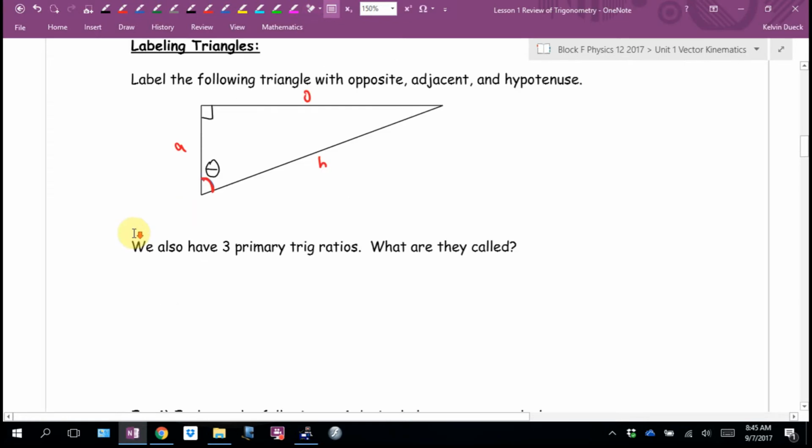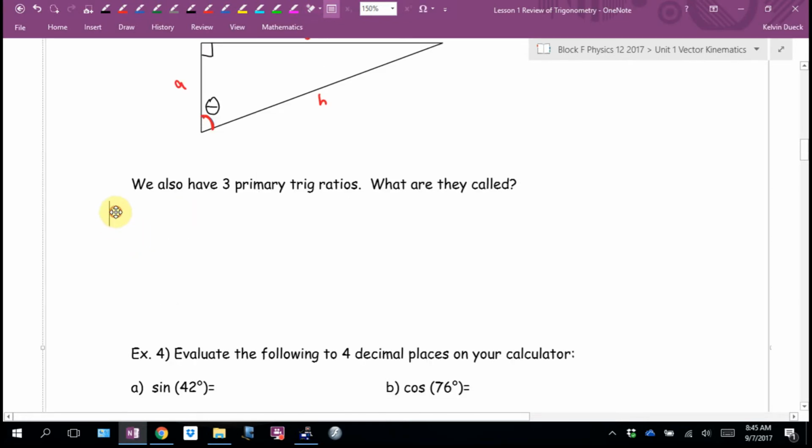We also have 3 primary trig ratios. What are they called? They're buttons on your calculator. What's the first one? Did somebody say sin? It's sine. It's a sin to call sine sin. Sin is when you swear in my class. Sine is the trig function. What's the second one? What's the third one? Typically abbreviated sin, cos, and tan, right?